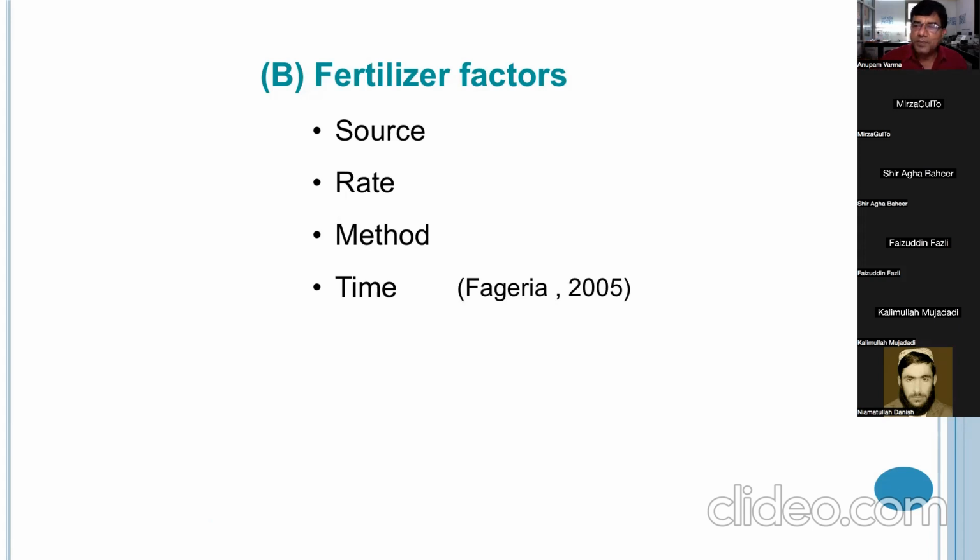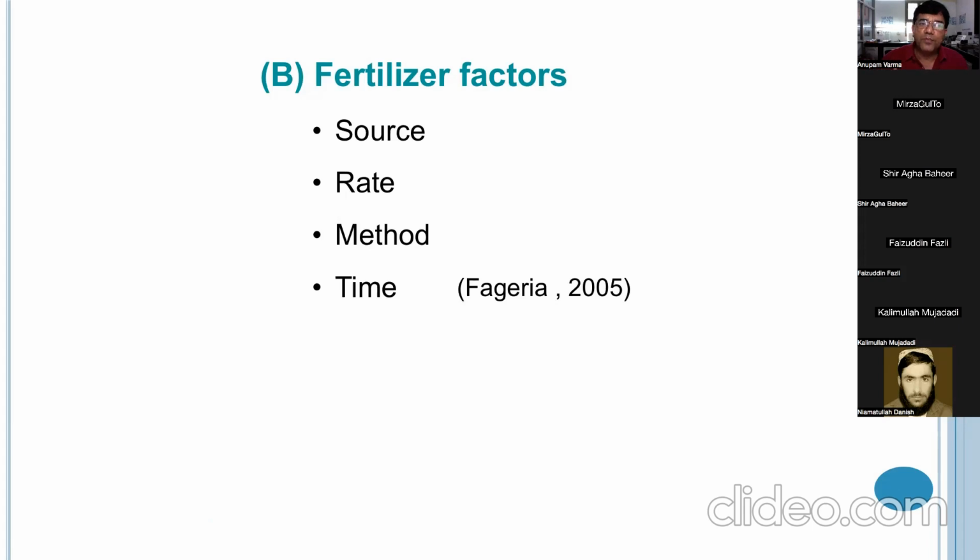Similarly, you can compare phosphatic fertilizers like single superphosphate and DAP. Single superphosphate is considered a better source than DAP for phosphorus because it also contains sulfur. So we need to choose. Similarly, in case of rice, ammonium sulfate is a better fertilizer than urea because rice prefers the ammonium form of nitrogen. That is what I mean by source of fertilizer. We need to choose the right source of the nutrients.